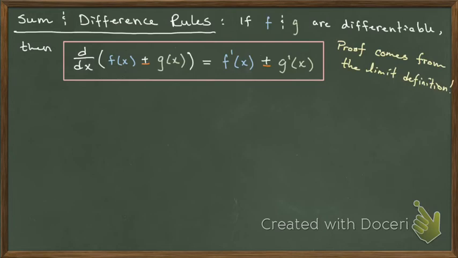This proof also comes from the limit definition, right? So I'm able to show this with that difference quotient in the limit definition. This one's actually relatively easy. I just didn't want to take the time to do it in this video. But you're welcome to explore that if you are interested.